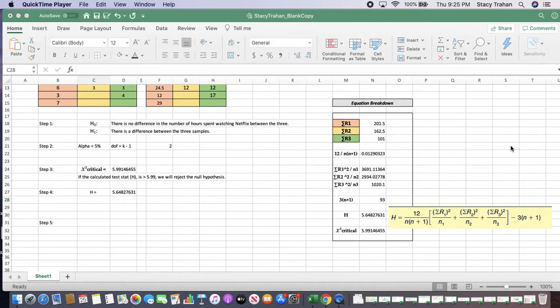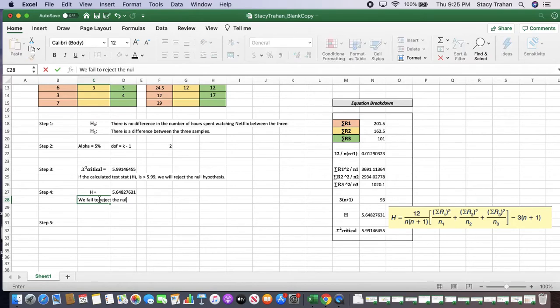So now that we have our H value there, we can compare that to our decision rule that we previously had made and come to a decision if we are going to reject the null hypothesis or not. Our decision rule had been if the test statistic H is greater than 5.99, we're going to reject the null hypothesis. So 5.65 rounded is less than the critical value of 5.99. So we fail to reject the null hypothesis.